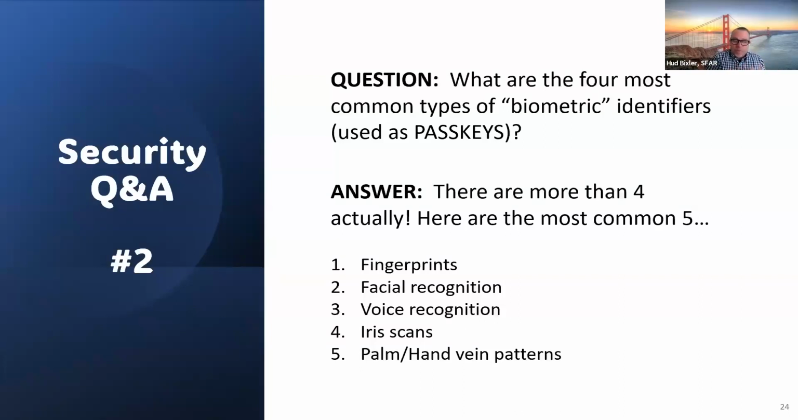That's going to be interesting, but the ones that I use on a regular basis are going to be my fingerprint and my facial recognition and the voice recognition. No iris scans here to get into the MLS, at least not at this point.